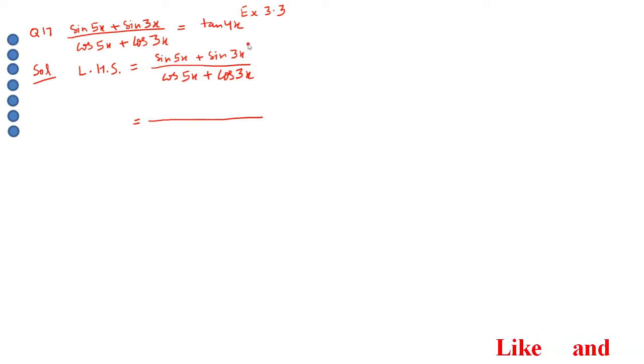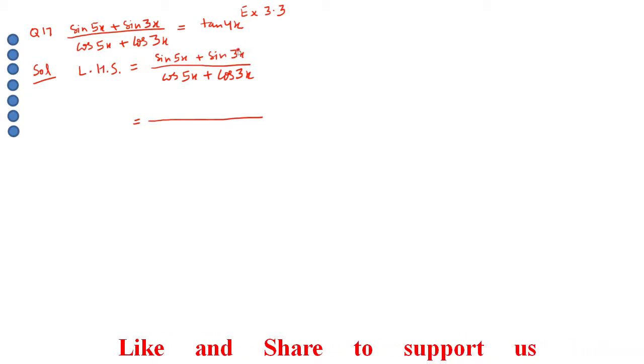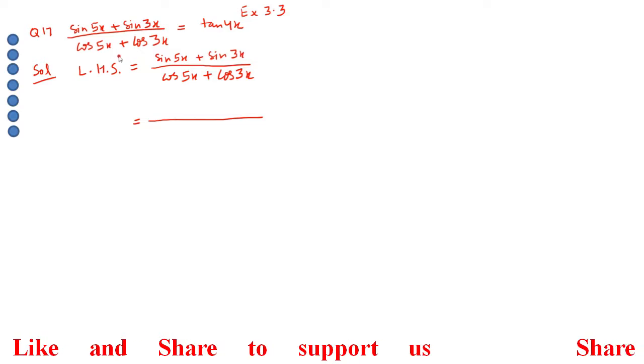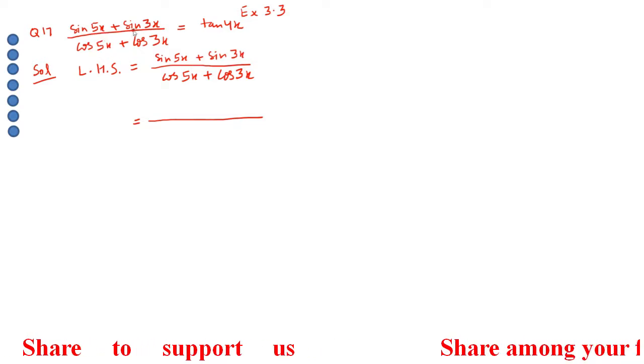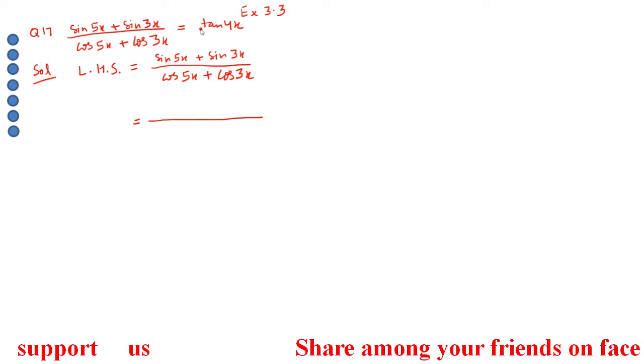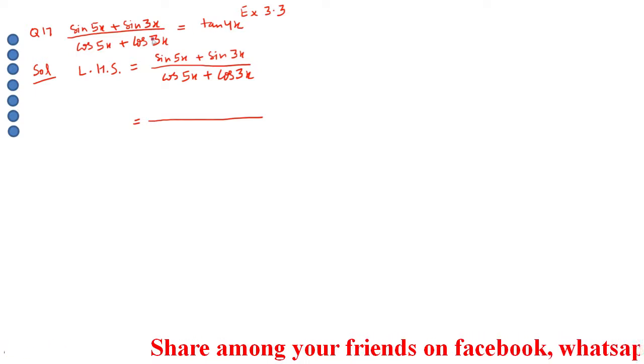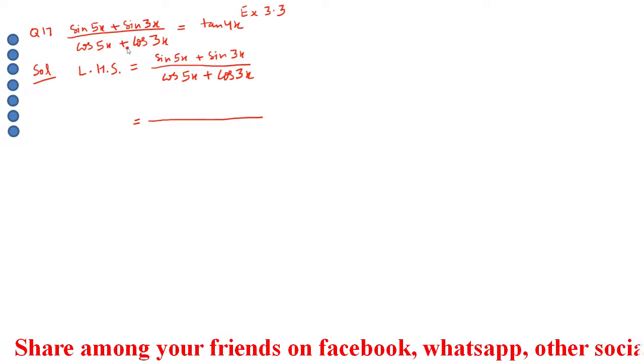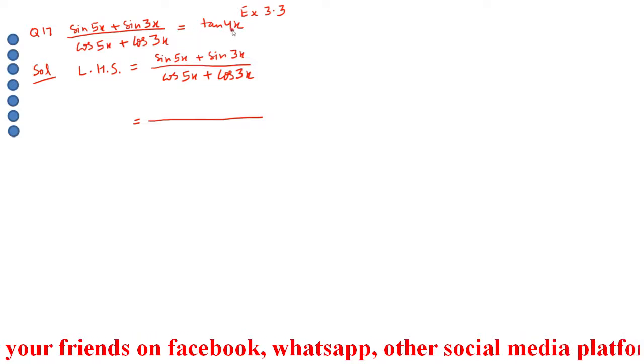Hello students, I am going to explain question number 17 from exercise 3.3 from 11th class maths. As you can see, we have to prove this result. Sin 5x plus sin 3x divided by cos 5x plus cos 3x equal to tan 4x.